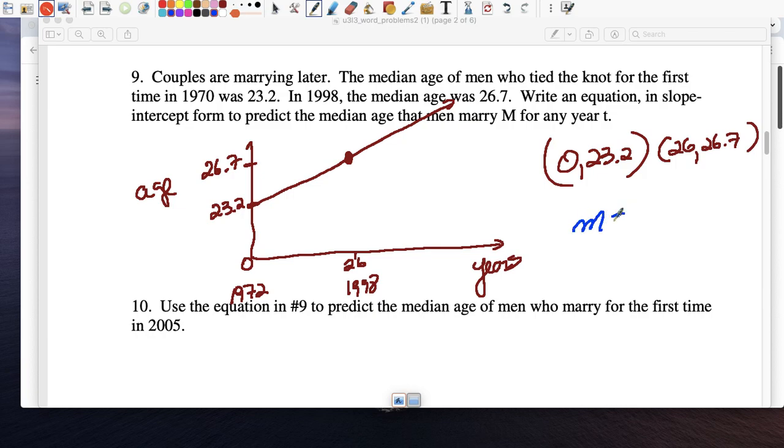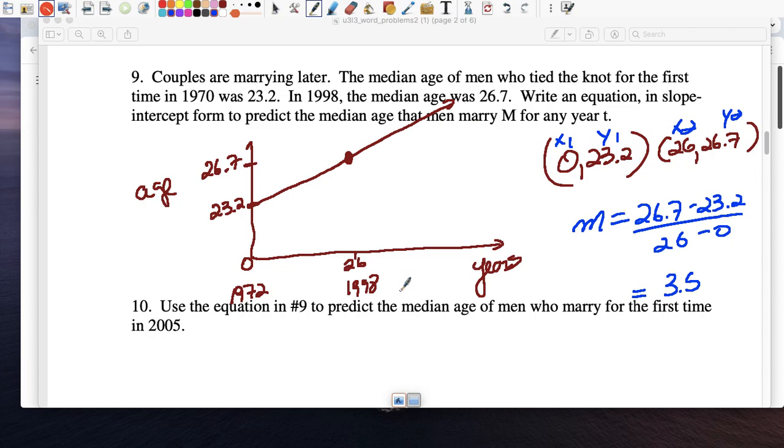We can do m equals, and let me call this y2, x2, x1, y1. So we did 26.7 minus 23.2 over 26 minus 0. I think it's 26. Yep. So on top, we're going to get 3.5. At the bottom, sorry, it's not 26. Why do I keep saying 26? 19, yeah, no, it's 26. Yeah, that's correct. That's my slope.